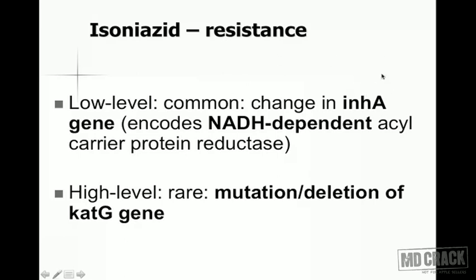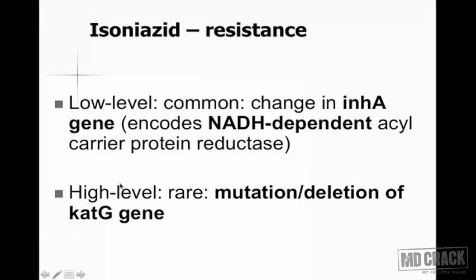Because of the change in the INHA gene, the low level resistance happens and is quite common, and this INHA gene encodes NADH dependent acyl carrier protein reductase. We saw it has to go and bind with certain areas, and one of the areas was the acyl carrier protein. So INHA gene is encoding for the acyl carrier protein reductase, and this is how the low level resistance can be acquired by the microorganism.